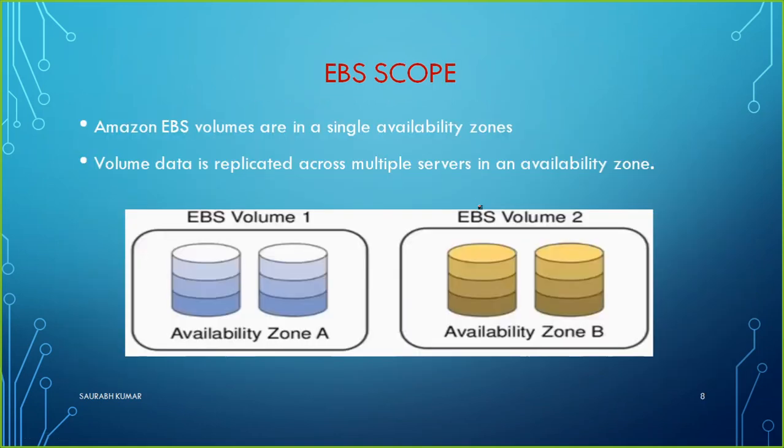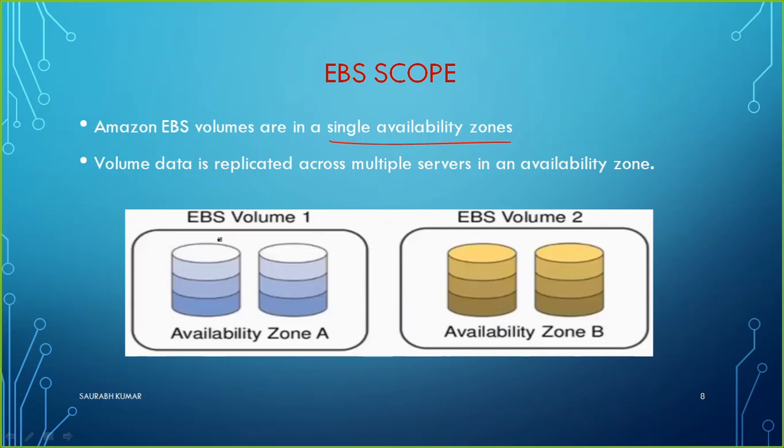Next, let's try to understand EBS scope here. EBS scope means that Amazon EBS volumes are generally going to be in a single availability zone only. We are going to see it practically also, and preferably you should keep all your EBS volumes in a single availability zone. Even if you try to keep one in a different availability zone, it's not possible.